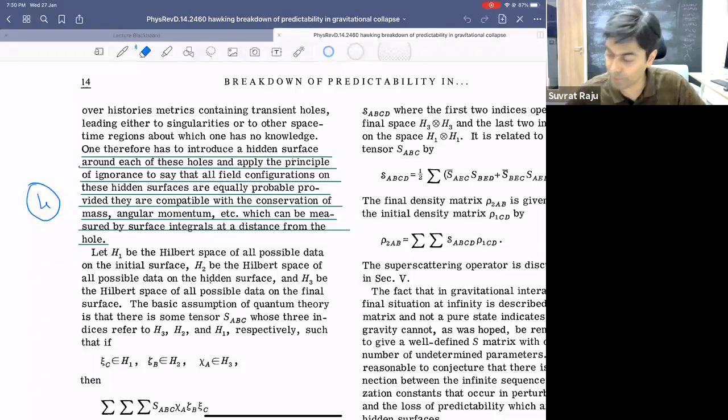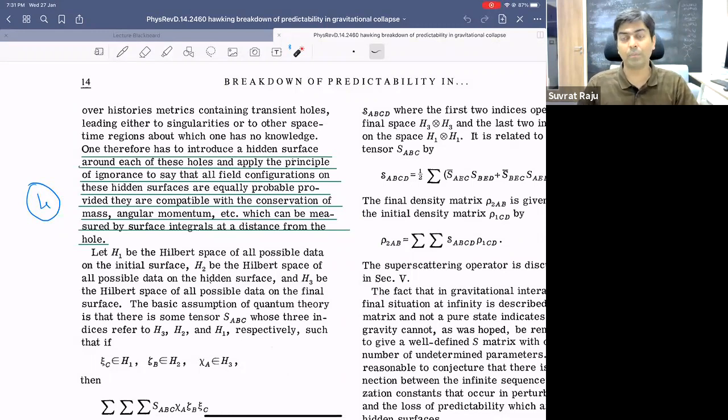This term, principle of ignorance, makes its appearance multiple times in the paper. Hawking says you have this hidden surface, which is basically the region behind the horizon, and you have to adopt a principle of ignorance and sum over all possible configurations of the hidden surface that are consistent with what you can see outside. All you can see outside is the mass, the angular momentum, and maybe the charge. It's true that these things are changing, but that's a one parameter change, and Hawking says that doesn't give you much information about what's happening on this hidden surface.